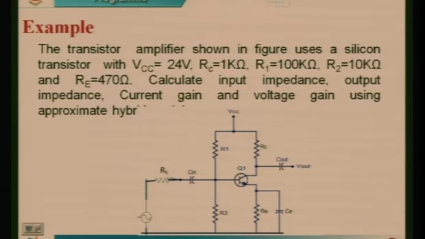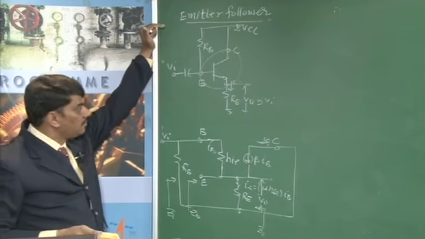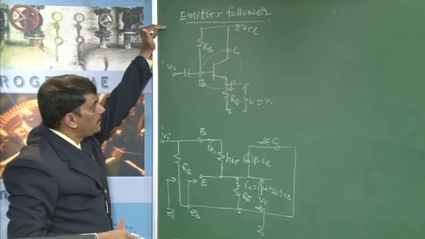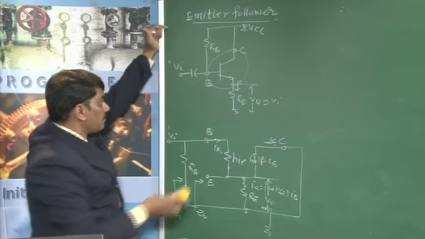Apart from this circuit analysis, the emitter follower, it may be given any kind of circuits. You should be capable of analyzing transistor amplifiers using either a hybrid model or an re model, and then you have to use the appropriate model and find a solution.